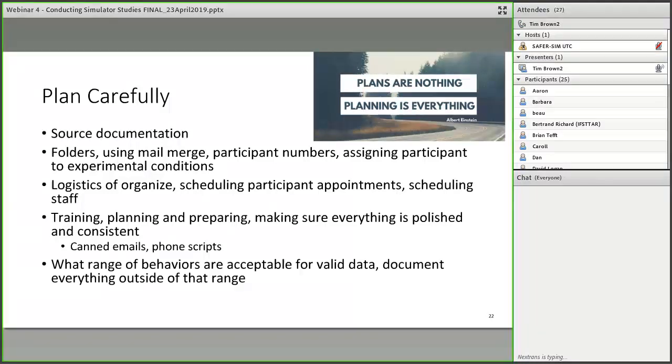And finally, as you go through the planning, decide what behaviors are acceptable and valid for data, and document everything outside that range. Looking at a study we did, we may design a scenario where you can go within 10 miles an hour of the speed limit and the event works perfectly. And if you're outside that range, it doesn't. And so we look at that as a criteria when we're watching the drive.